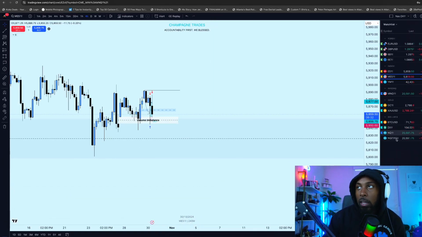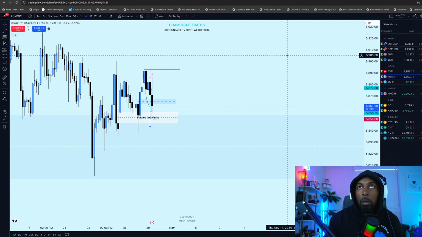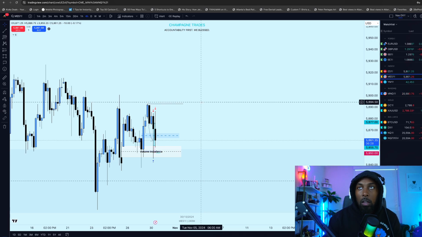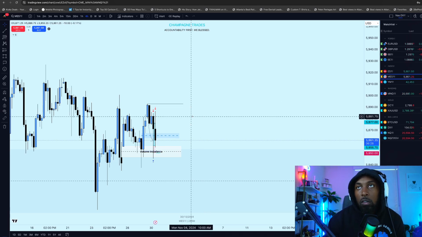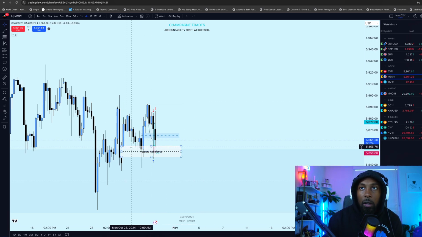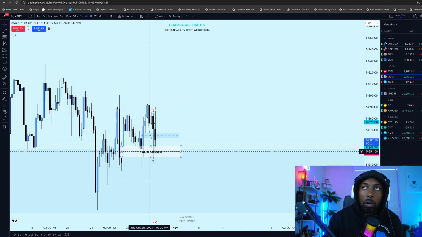And this is on ES. ES was a little bit cleaner today in my opinion versus NQ. So yeah, same thing though. So volume imbalance right here, you see we keep respecting that halfway point pretty nicely. We got the bullish order block, we got the fair value gap.